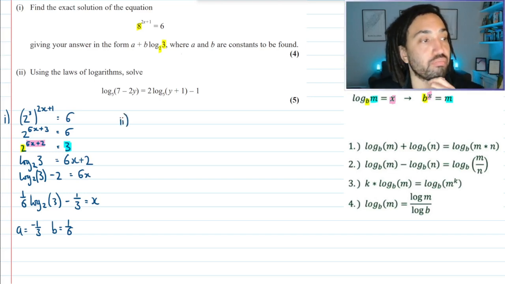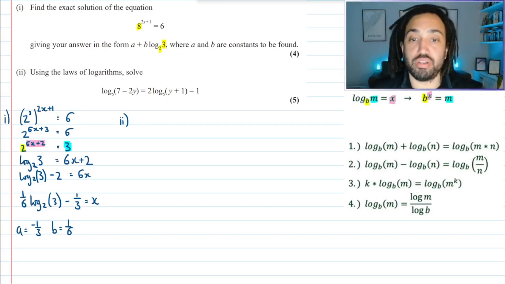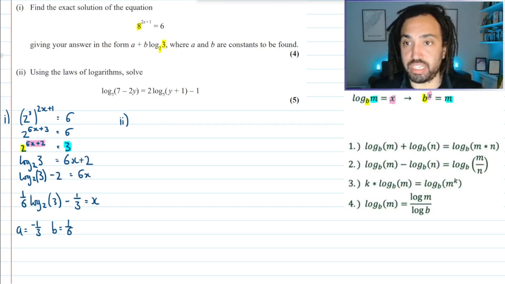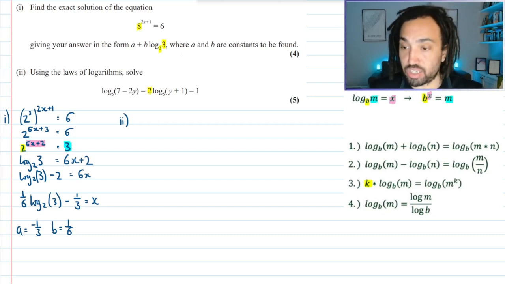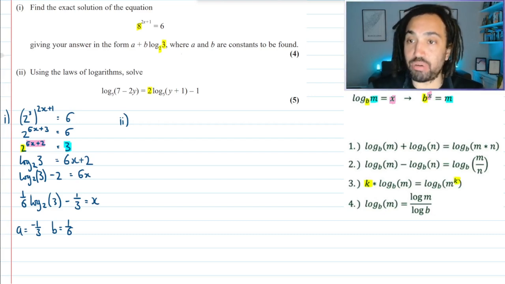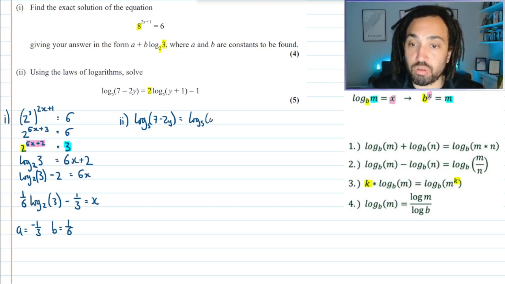Okay, part 2. Use laws of logarithms to solve this equation. Okay, so the first thing I've spotted is that we have a 2 as a coefficient here of this logarithm. So we can use this rule here, and k is the coefficient, and it can be rewritten as the power of the input. So I can rewrite this as log base 5 of 7 minus 2y is equal to log base 5 of y plus 1 squared minus 1.